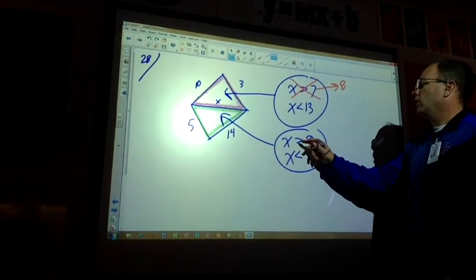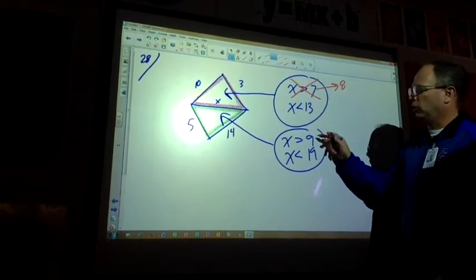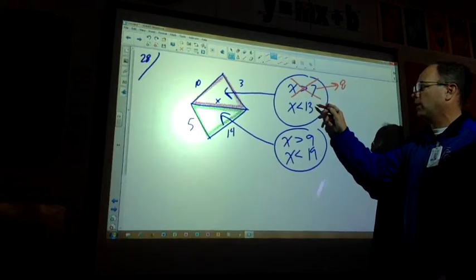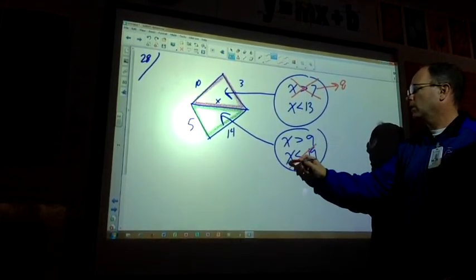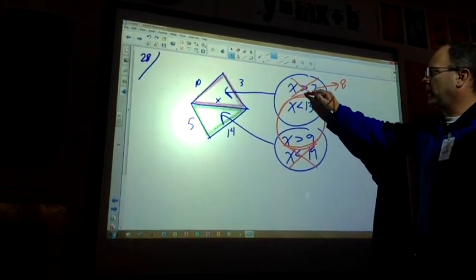All right. Pick a number bigger than 9. Let's pick 10. Does 10 work up here? It certainly works down here. Pick a number smaller than 19. 18. Does 18 work up here? So this is my bound region. That's what X has to be.